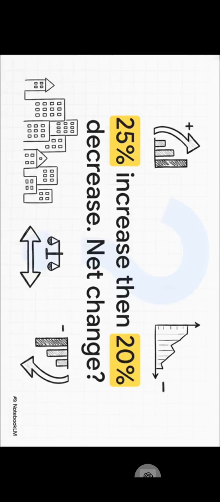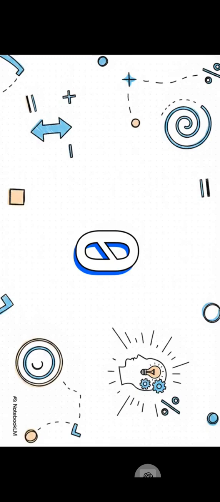We're working with a positive 25 and a negative 20. Let's use the formula. Our A is 25 and B is negative 20. So 25 minus 20 is 5. Then we add the product over 100. 25 times negative 20 is negative 500. Negative 500 divided by 100 is negative 5. So we take our initial 5 minus 5, which results perfectly in a net 0. There is absolutely no net change at all to the population.